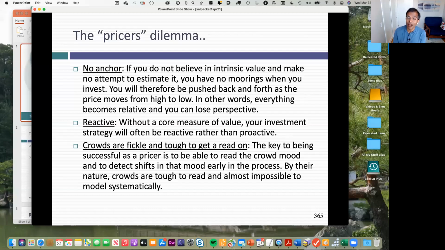And if you're not careful, those same crowds that helped you make money can turn on you. Right? You're making money because you joined the crowd, but what if they decide to go in the other direction? So good traders are good at detecting shifts in mood, shifts in momentum, and getting out before it happens.